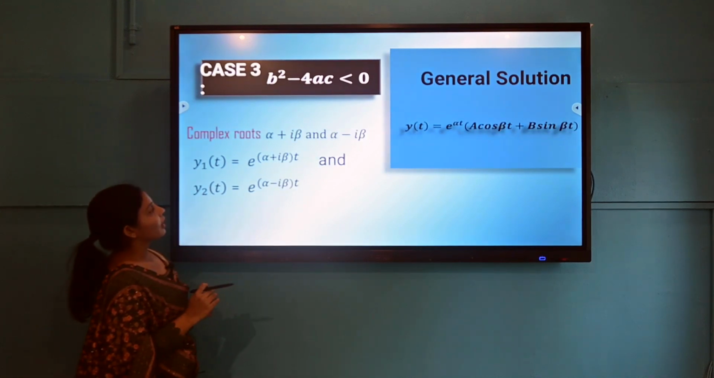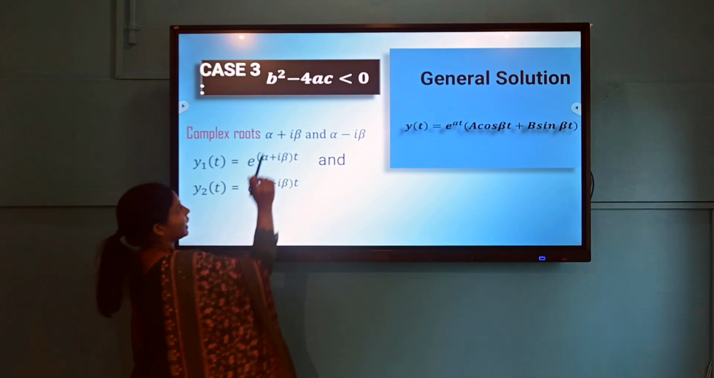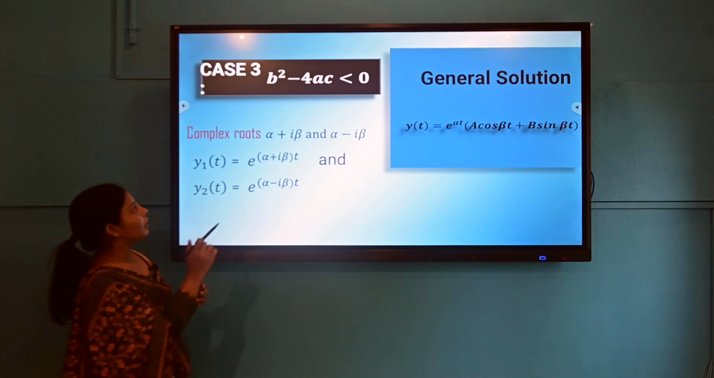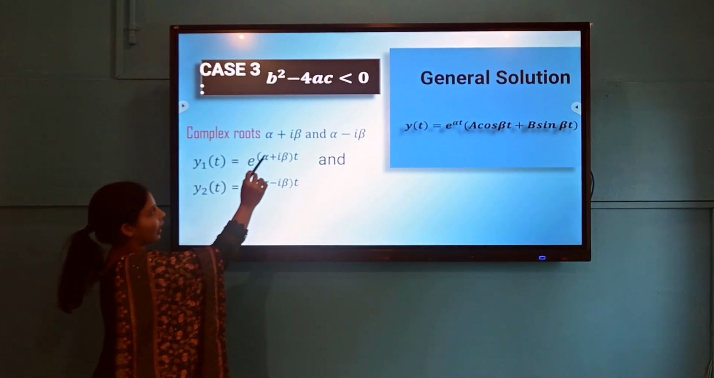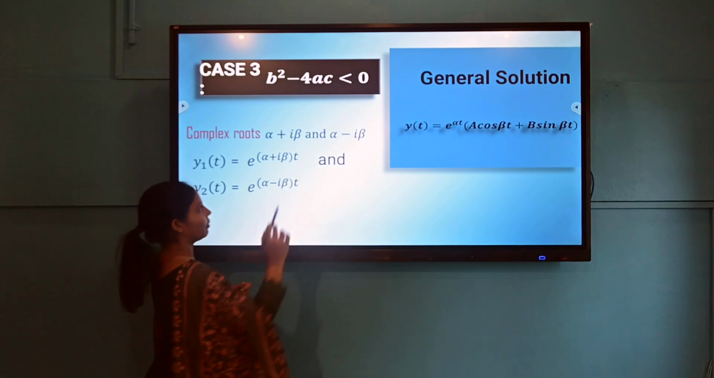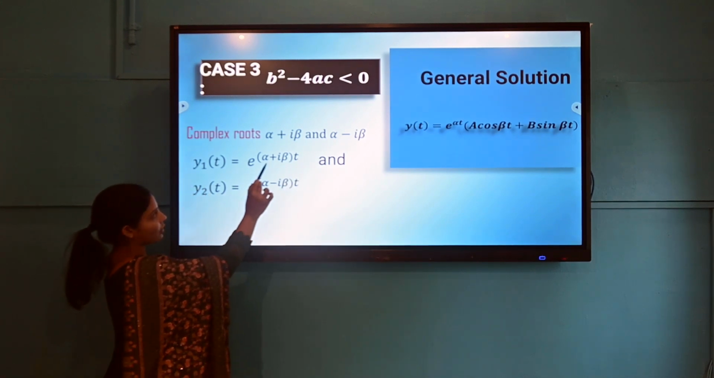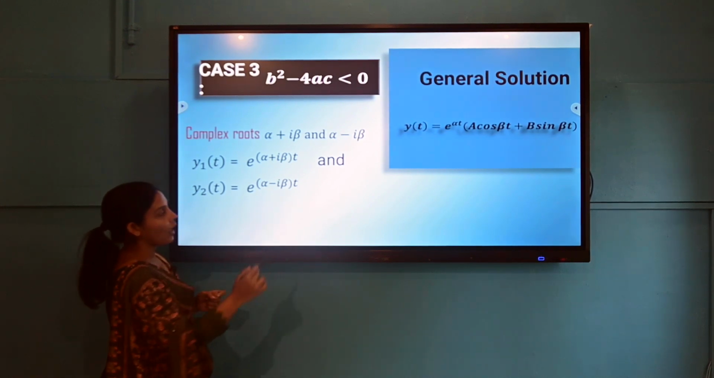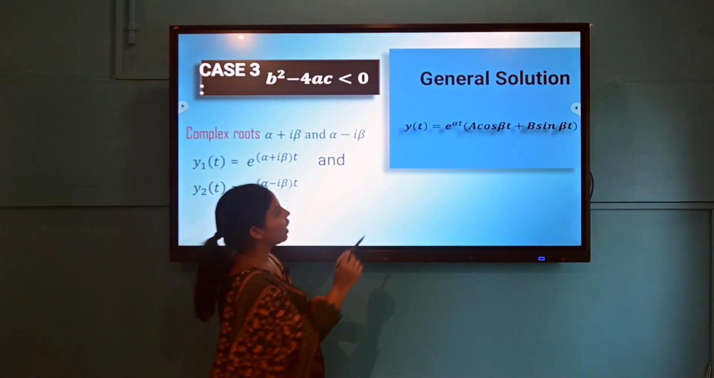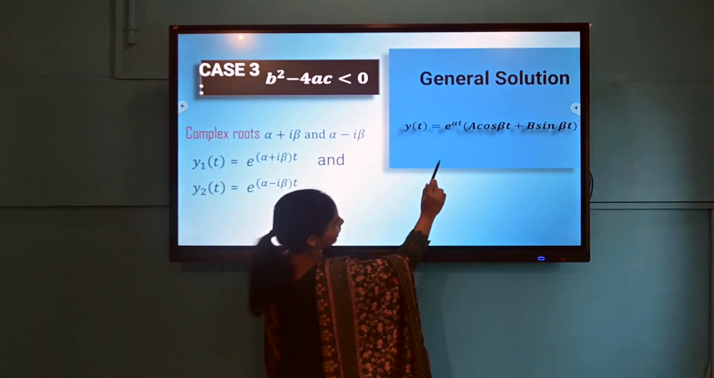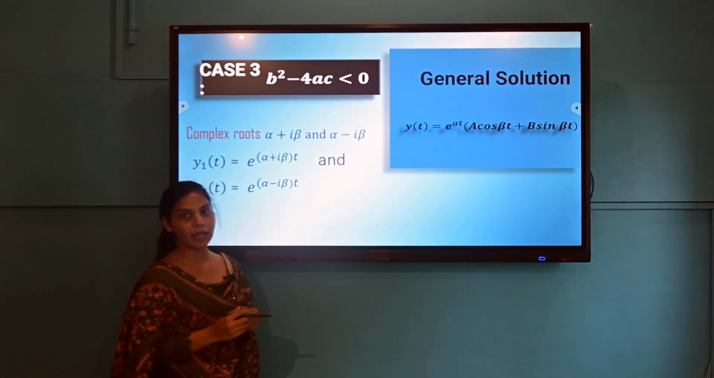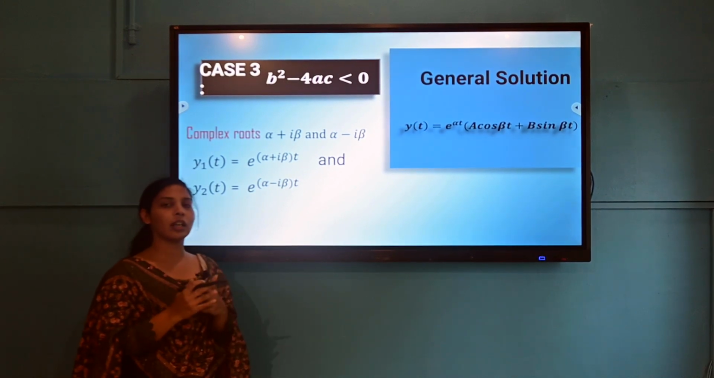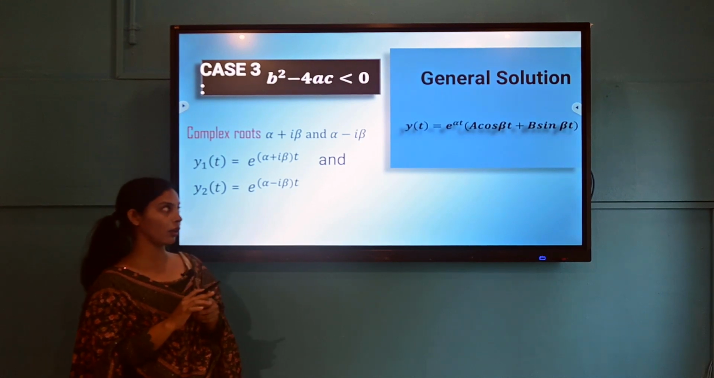And the third case is, suppose b square minus 4ac is less than 0. The term inside the root is less than 0. Then while solving the quadratic formula, we will get complex roots, say alpha plus i beta and alpha minus i beta. Then we will take y1 as e raised to alpha plus i beta t and y2 as e raised to alpha minus i beta t. The general solution will be of the form y of t is equal to e raised to alpha t times a cos beta t plus b sin beta t. By using these three cases, we can solve any second order linear differential equation with constant coefficient.